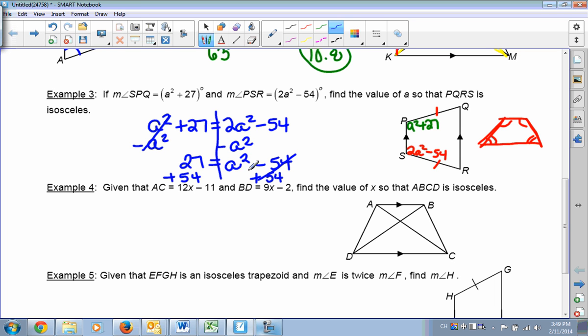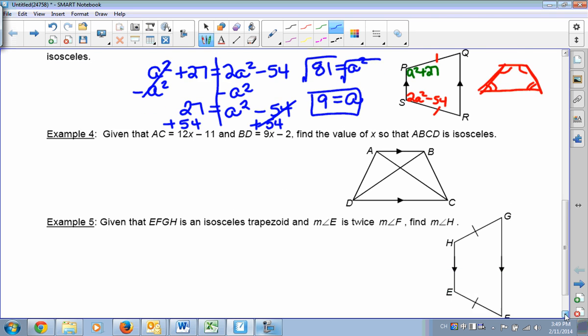Yeah, we want to get the a squared by itself, so we want to get rid of the minus 54 by adding 54 to both sides. Yes, 81 equals a squared. But we don't want a squared, we want a. Yes, the opposite of squaring is square rooting. So the square root of 81 is 9. That's the only one where you're going to have to do the square root. Any questions on example 3?